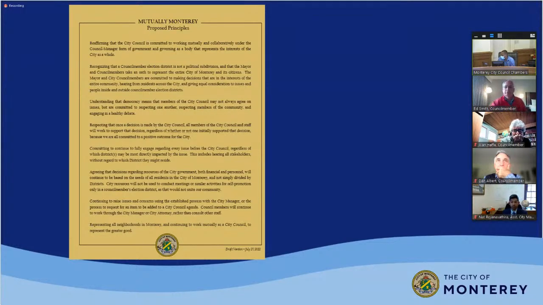The next one, committing to continue to fully engage, I think needs some wordsmithing. It might be better to say committing to be engaged. And I'm not sure saying fully engaged is necessary, because there might be issues that I'll be engaged on if I'm in a district seat, but maybe I don't need to be as engaged as the district representative for that district. So maybe just saying committing to be engaged regarding every issue before the council, regardless of which district, and so forth. So maybe just some wordsmithing to that one too.